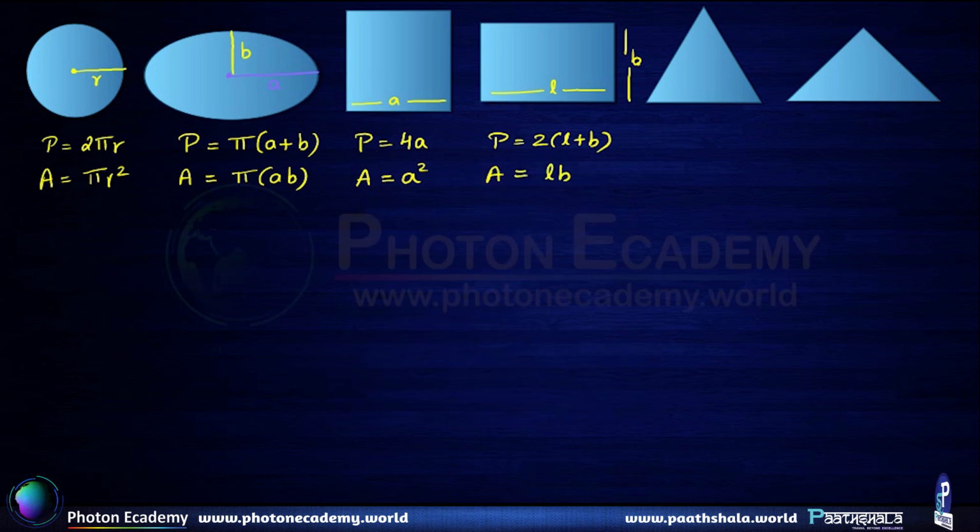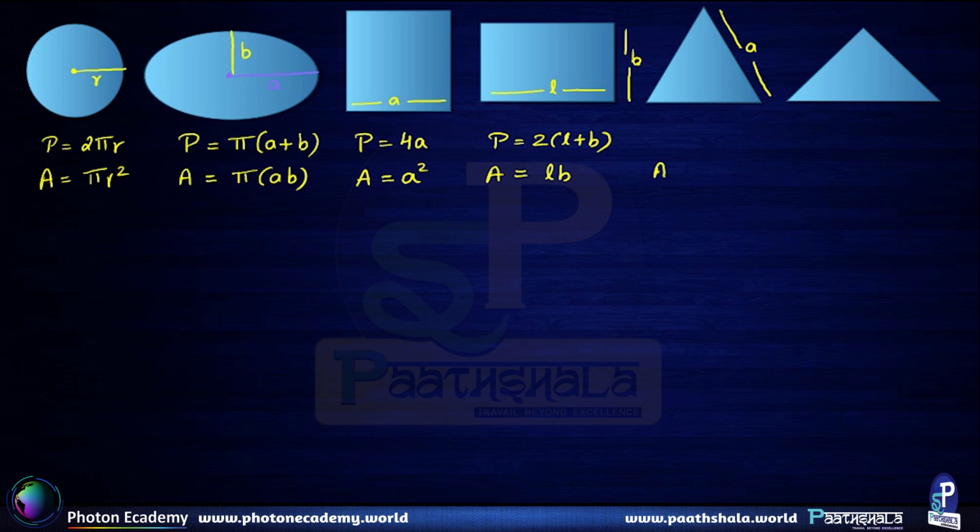So this happens to be an equilateral triangle with side A. So since the side is A, the area of the equilateral triangle happens to be equal to root 3 by 4 A square, and the perimeter happens to be equal to 3A.